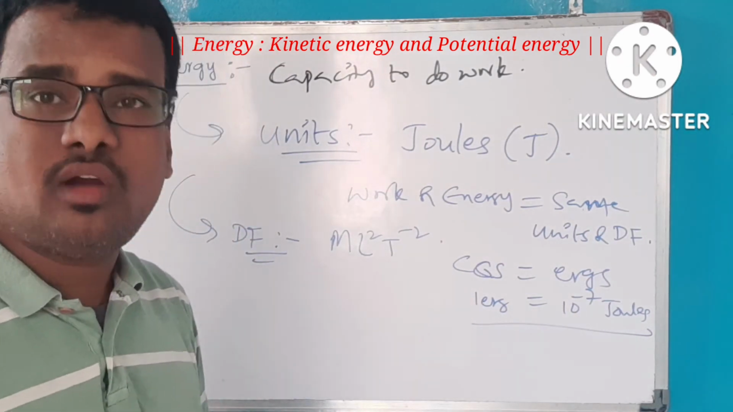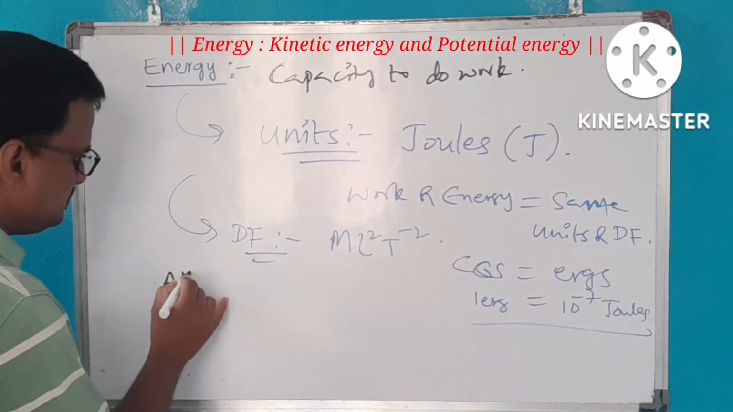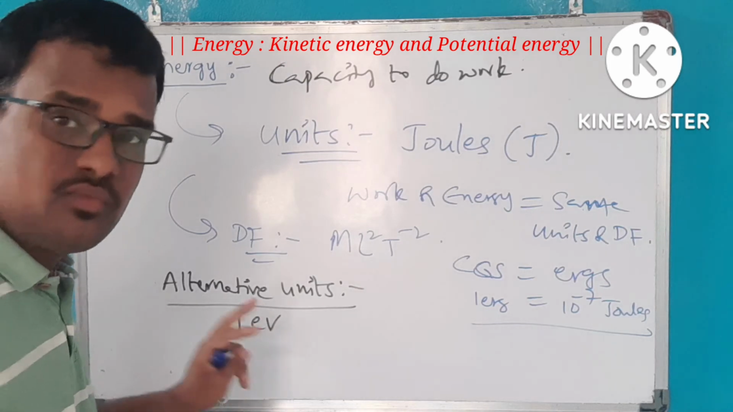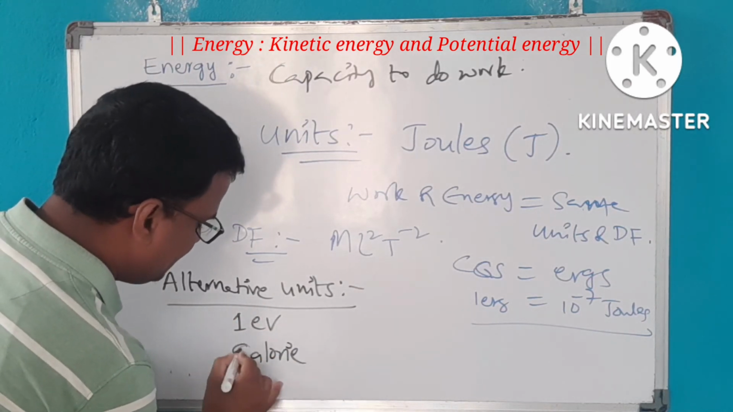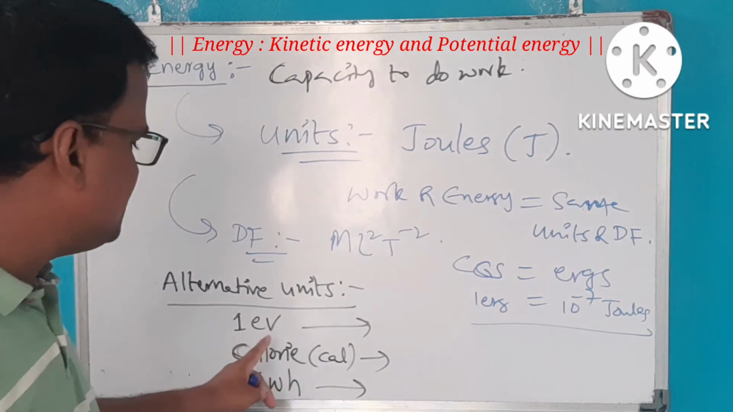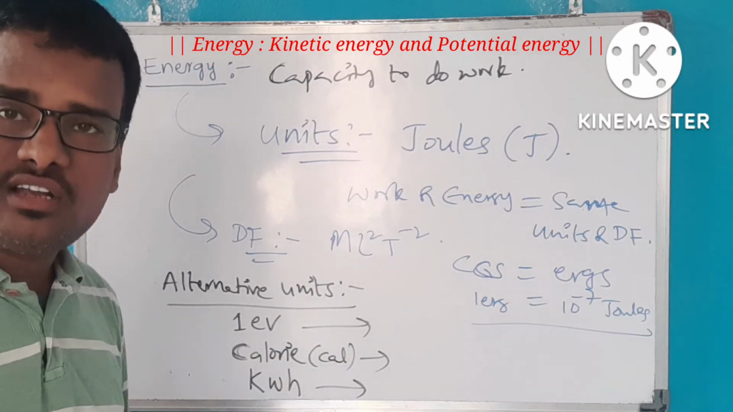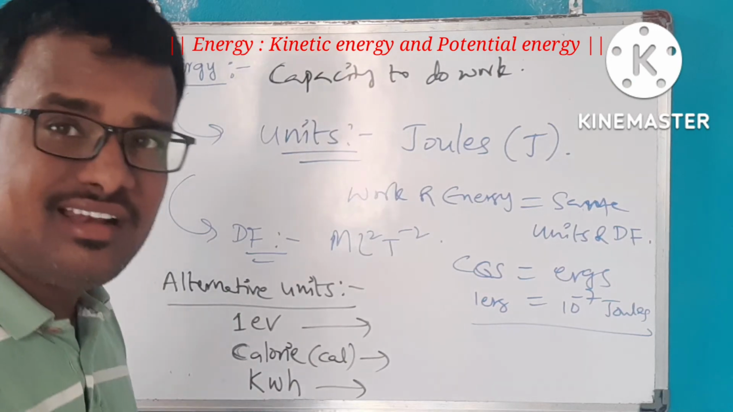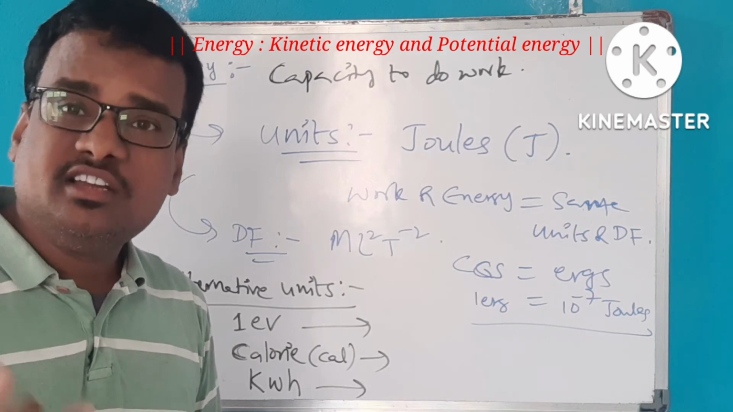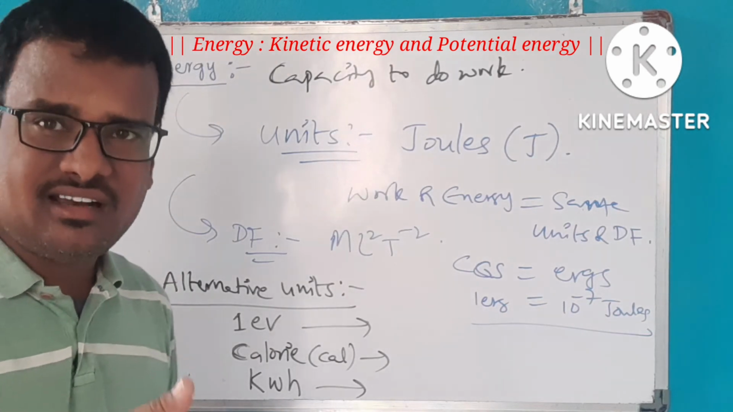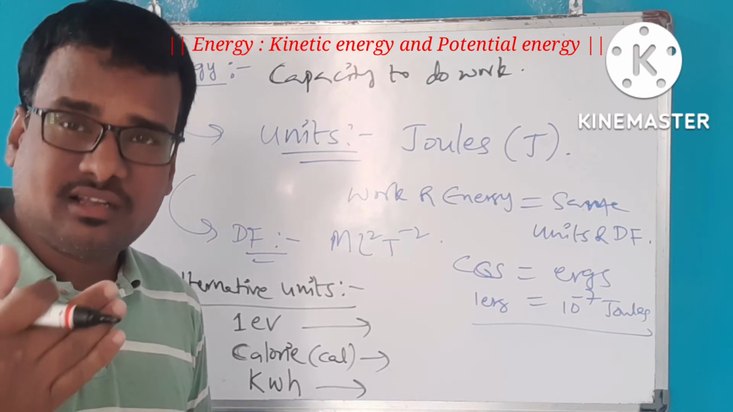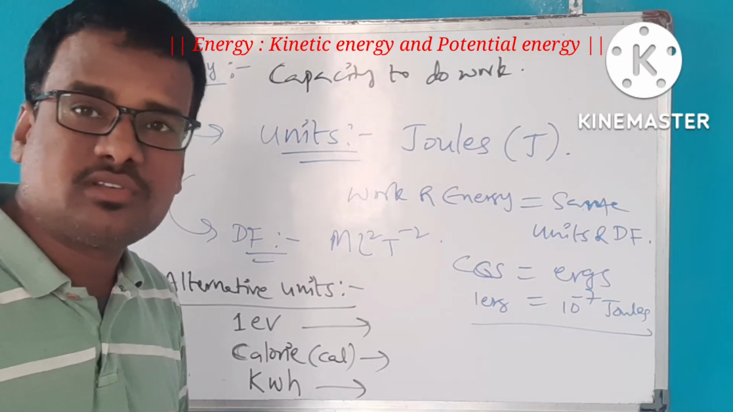Here we also have some alternative units. What are the alternative units? Electron volt, calorie and kilowatt hour. We have three alternative units for energy. The electron volt unit is used for energy in atomic structure, and calorie is used for the energy of a human body. Kilowatt hour is used in power consumption. Generally the electricity consumed in our houses, for domestic or commercial purposes, is expressed in terms of kilowatt hour.